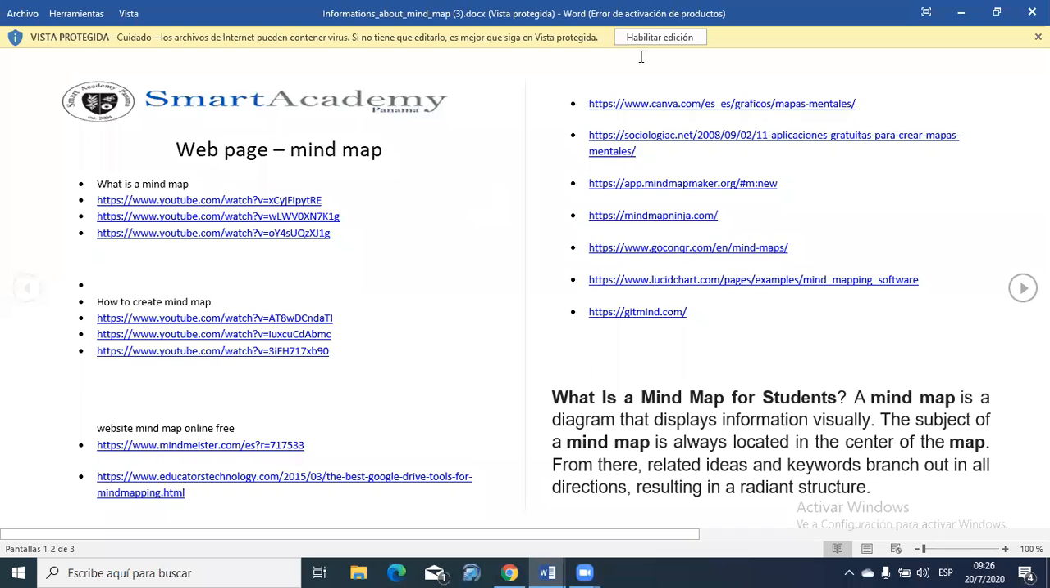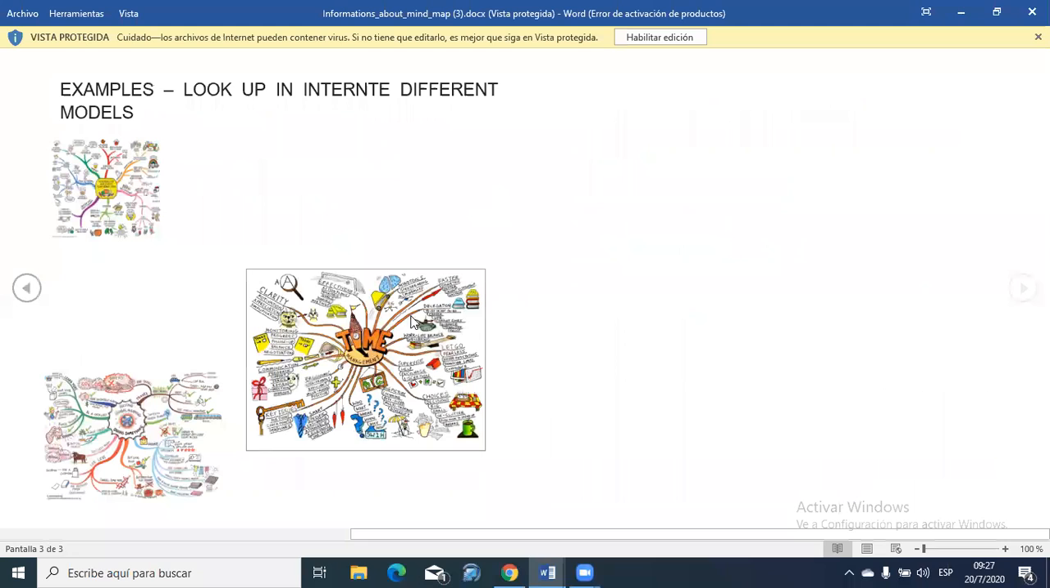Tienen dos opciones, chicos. Pueden hacer your mind map. You can use website mind map online, que estos son unos sitios para hacer mind maps. O pueden hacerlo a mano, okay? So you have to create something like this. Tienen que hacer algo parecido a esto.